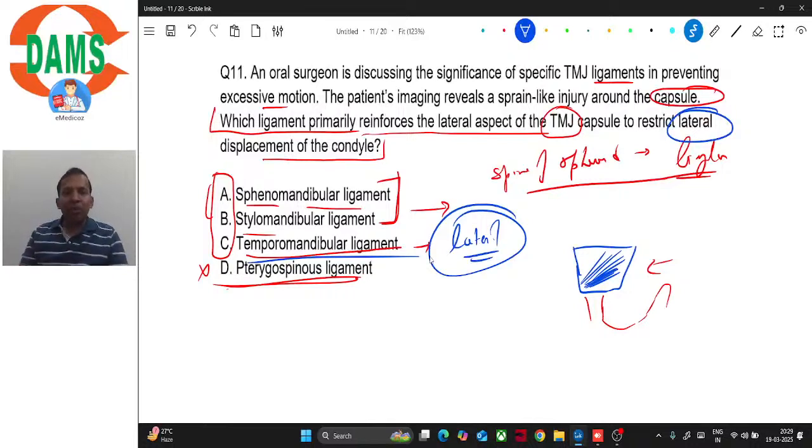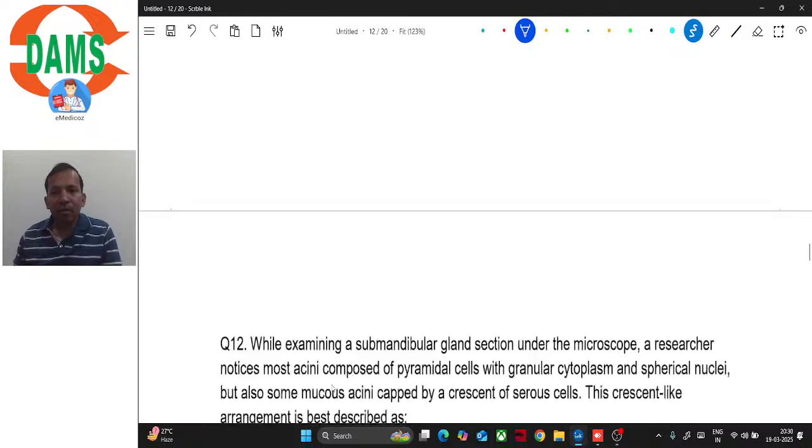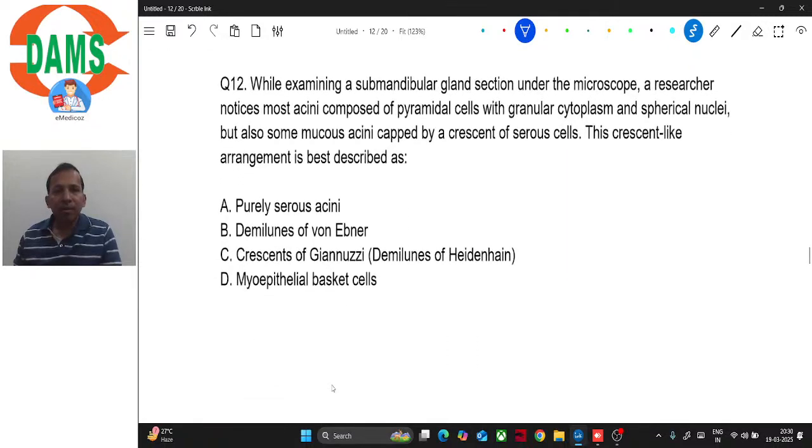ligament, temporomandibular ligament. Why? Because it was seen at the TMJ, right? So that's how you can get to your answer even if you don't exactly know what it is. So option C is the correct answer. Is it clear? So it won't always be solved by studying alone; sometimes we have to think in a different way too, right?